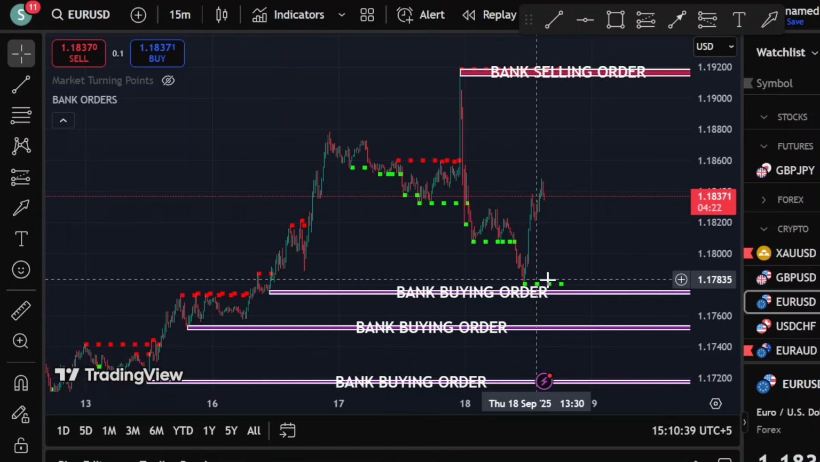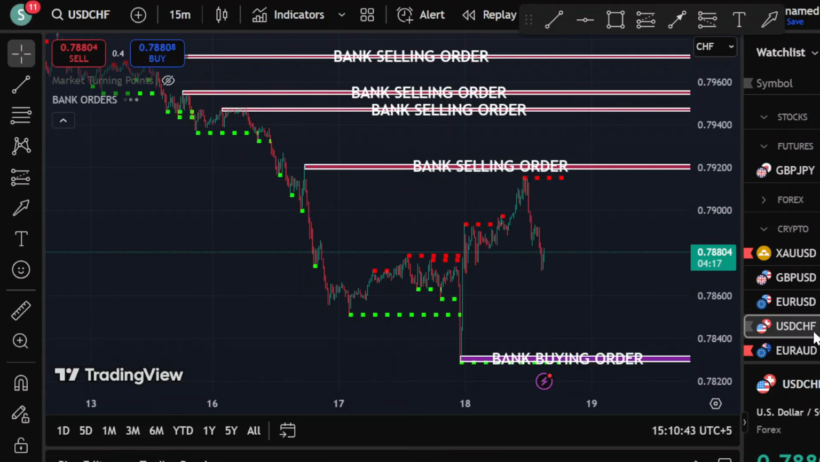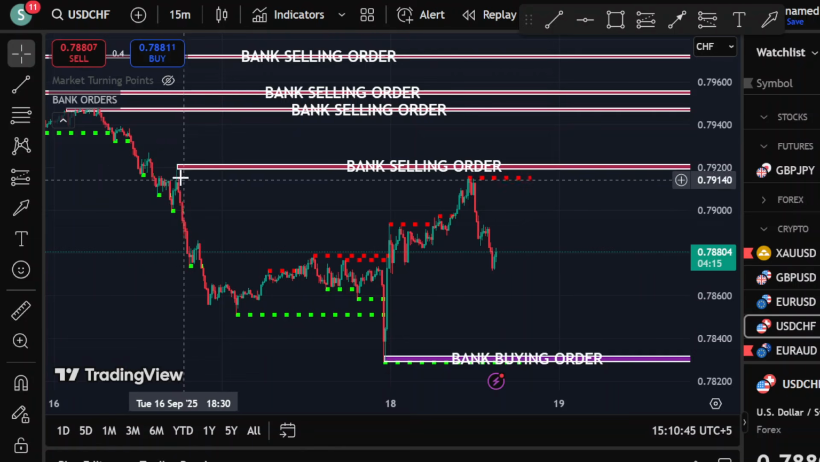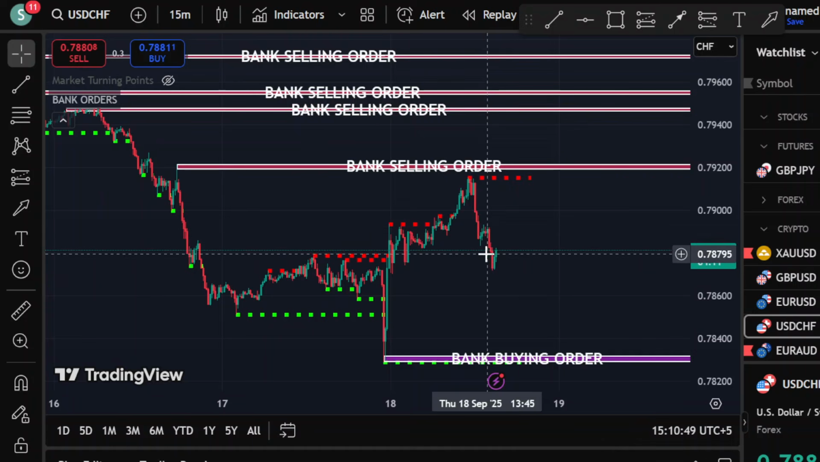Now, just look at Euro USD. The price went up on the first retest, and you can see the price is up. Okay, so these are the most powerful indicators. On the first retest, you can see USD CHF, the first retest, and the price is down from the bank selling order.